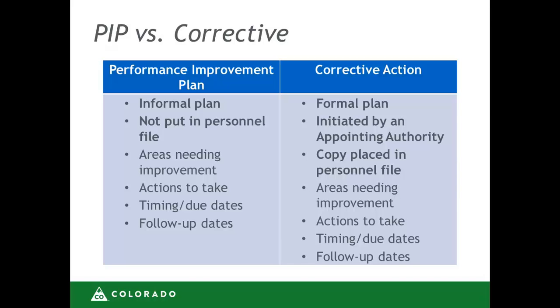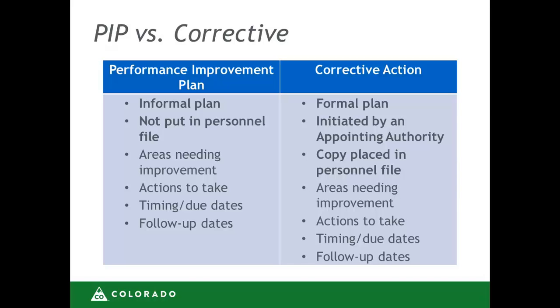There are a few differences between a PIP and a corrective action. The PIP, or Performance Improvement Plan, is an informal plan to improve, and it is not placed in an individual's personnel file. On the other hand, a corrective is a formal plan to improve initiated by the appointing authority, and it is placed in an individual's personnel file. The corrective is typically the first step towards further disciplinary action.